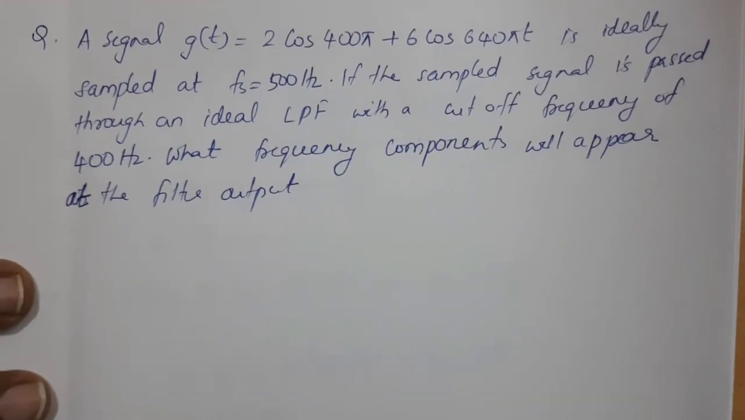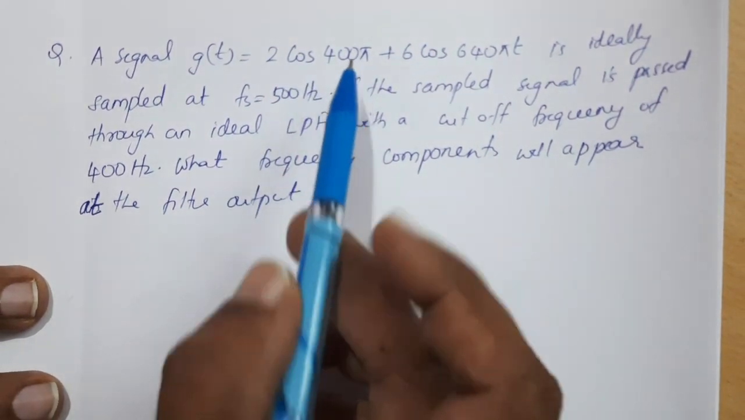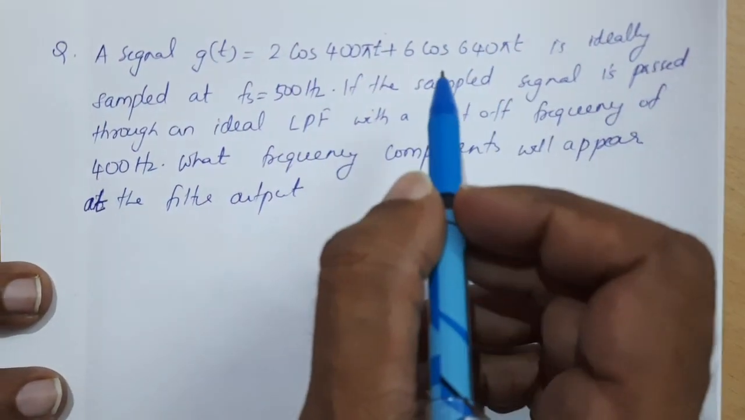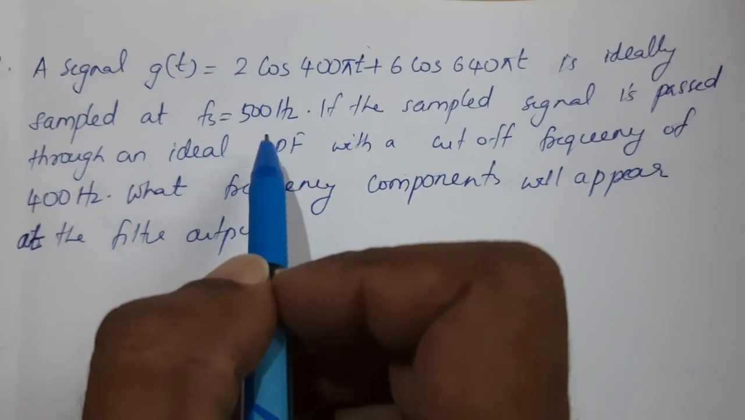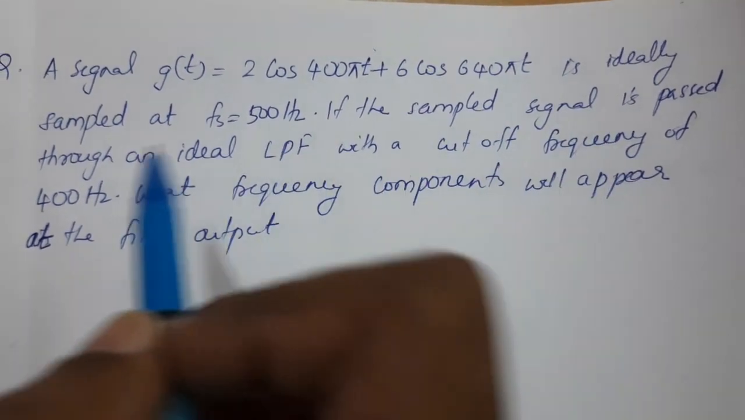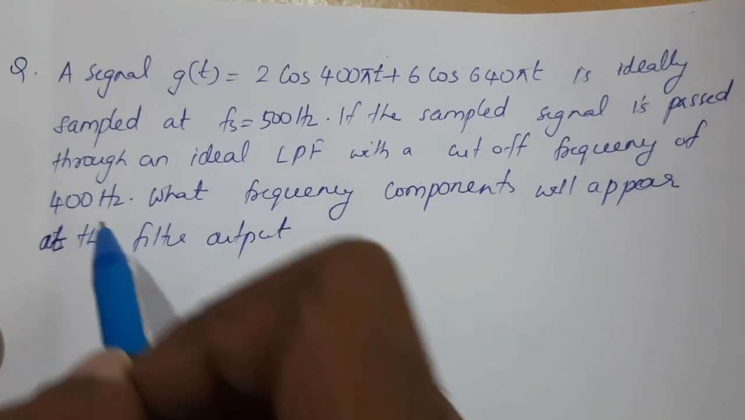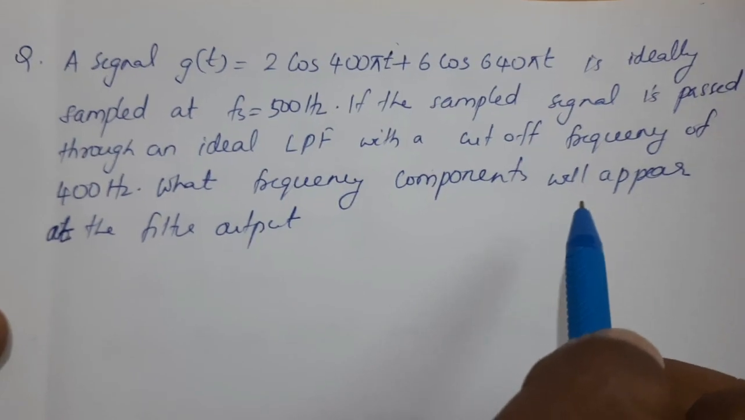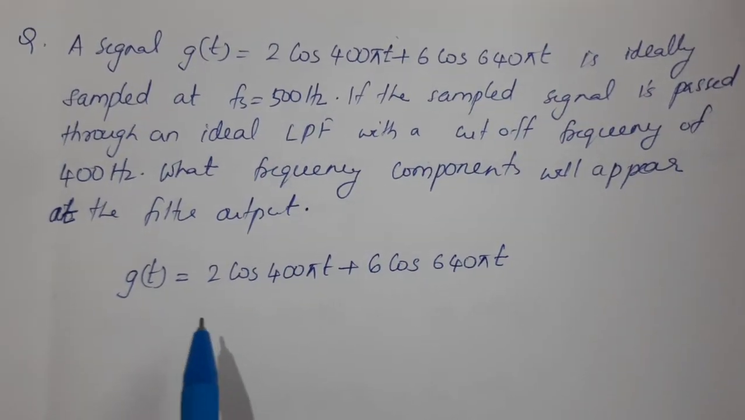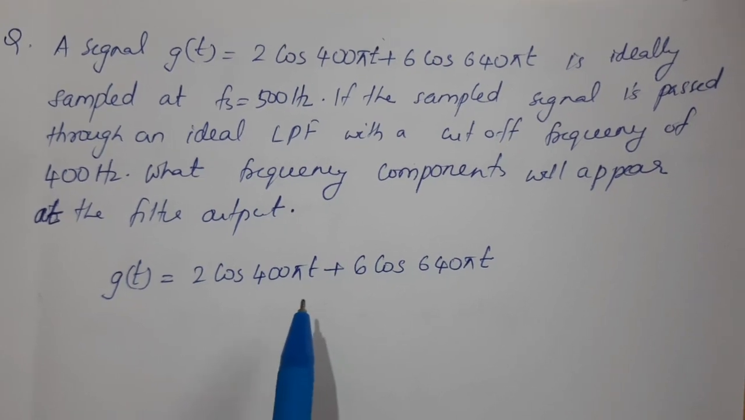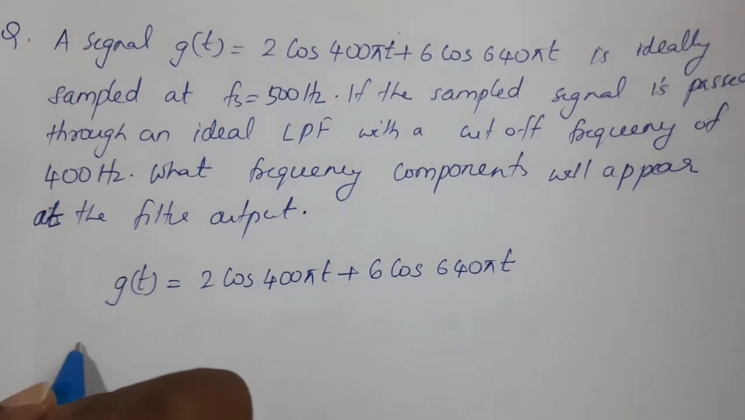Now coming to the last problem. A signal g(t) equal to 2 cos(400πt) plus 6 cos(640πt) is ideally sampled at fs equal to 500 Hz. If the sampled signal is passed through an ideal low-pass filter with a cutoff frequency of 400 Hz, what frequency components will appear at the filter output? So in order to do this problem, first we will try to plot the frequency components present in this particular signal. For that, we can take the Fourier transform of this particular signal.